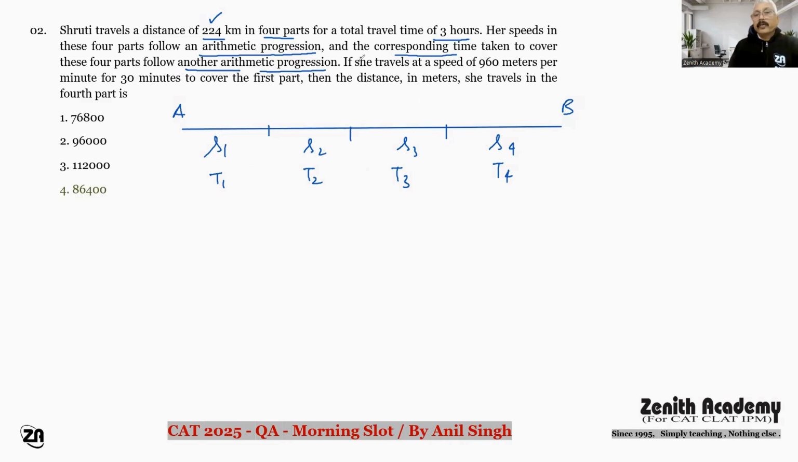Okay. If she travels at a speed of 960 meters per minute for 30 minutes to cover the first part. First part means S1 is given here, 960 meters per minute. And this first part is covered in 30 minutes. So T1 is given, 30 minutes.